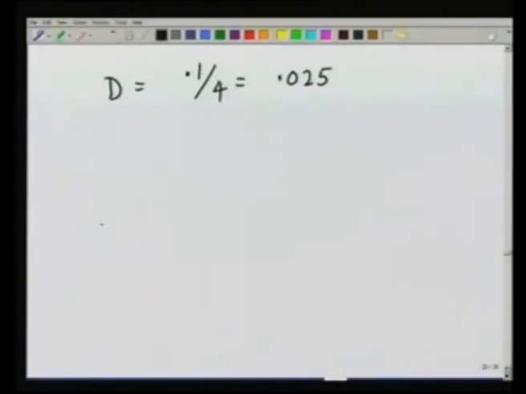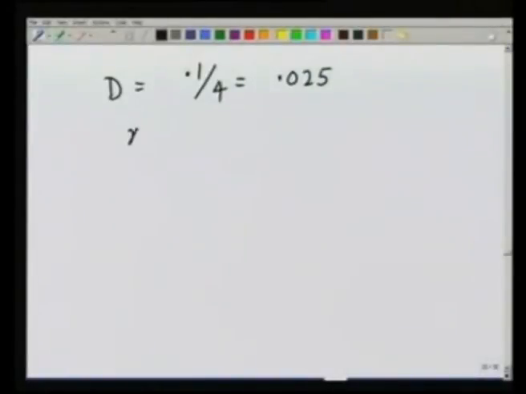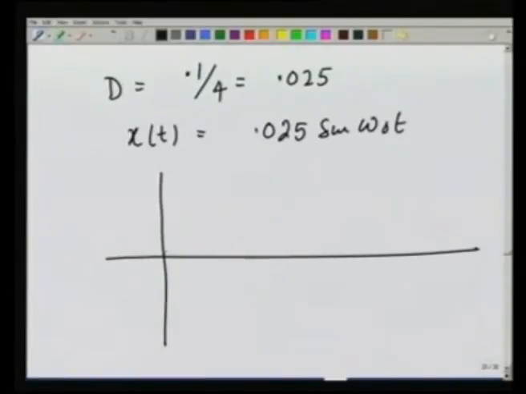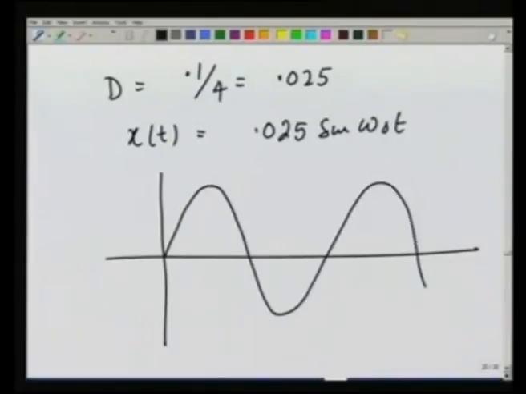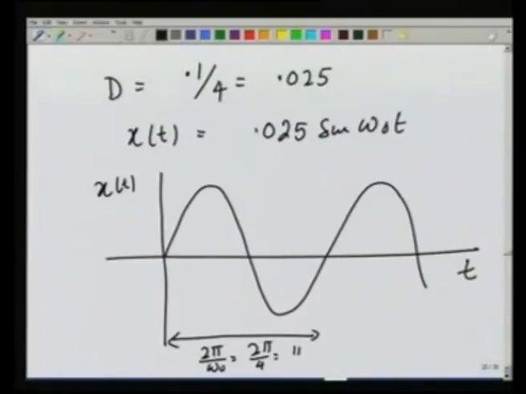In this case, therefore, when I take the spring mass system and give it an initial velocity at the equilibrium point of 0.1 meters per second, the solution comes out to be 0.025 sine of omega 0 t. When plotted against t, the solution would look like this, where this is t, this is x(t), and the time from here to here is the time period 2 pi over omega 0, which is 2 pi over 4, or pi divided by 2 seconds.